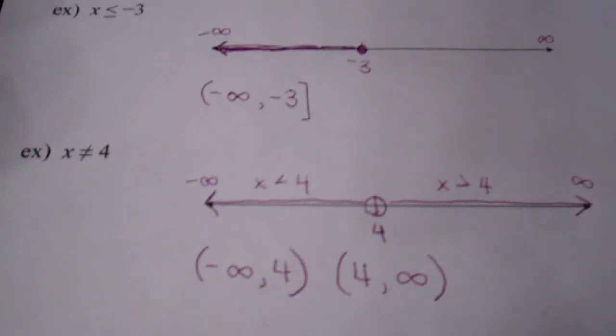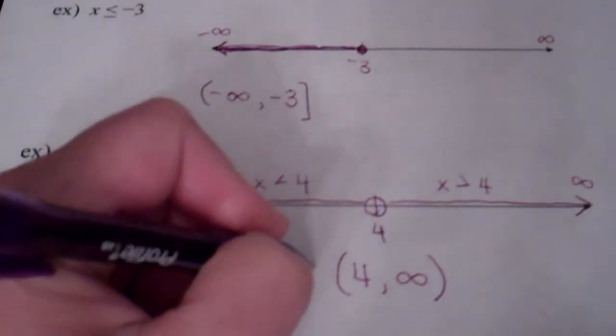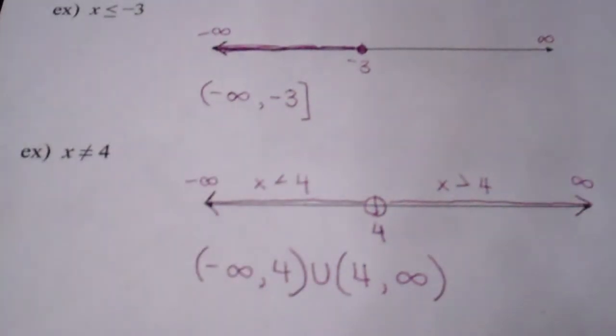If our interval notation has more than one part, then we put the union symbol in the middle just to show that this set contains numbers smaller than 4 and also numbers bigger than 4.